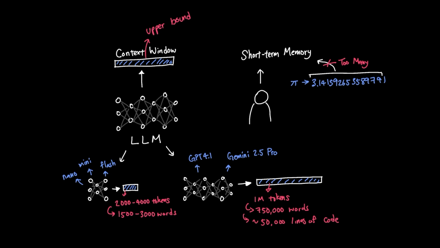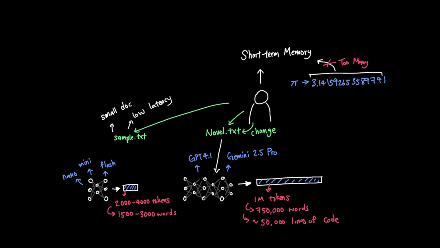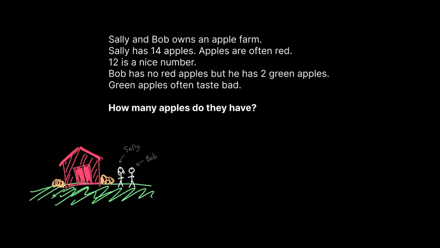So, as you can imagine, choosing the right model for your task can be important. For example, if you downloaded a novel in a TXT format and you wanted to change the script, choosing a model that offers a large context window would be best. Conversely, if you are working on a small document and require low latency, meaning faster responses, using Flash and Nano variants would be best. Here's another angle to look at it when it comes to memory in LLMs.